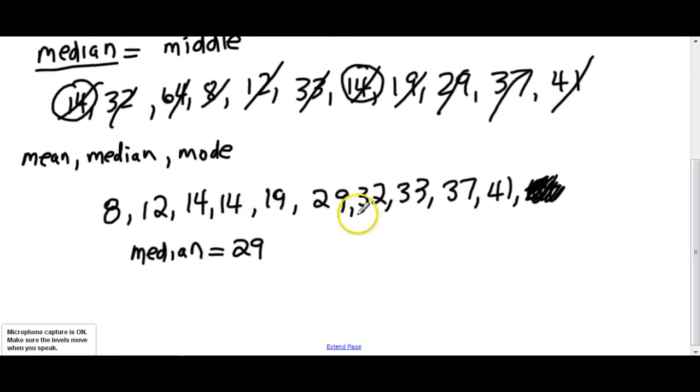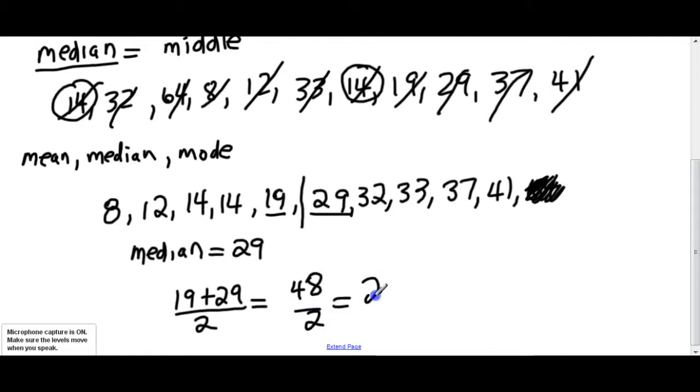I have to find the middle of this, and the middle is halfway between 19 and 29. So in this case, my median is the halfway point between 19 and 29. To find the halfway point, because the number rests in between there and it is an even number of data points, I just take 19 plus 29 and find the average. Just divide that by 2: 48 divided by 2 is equal to 24.